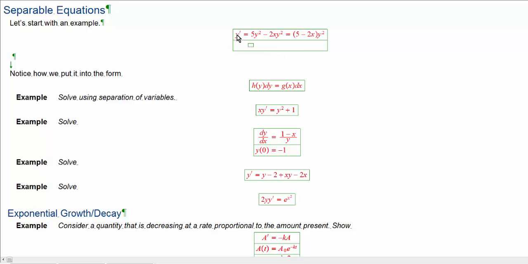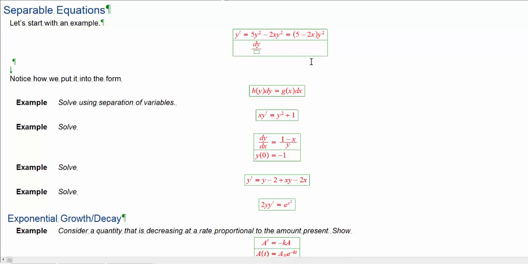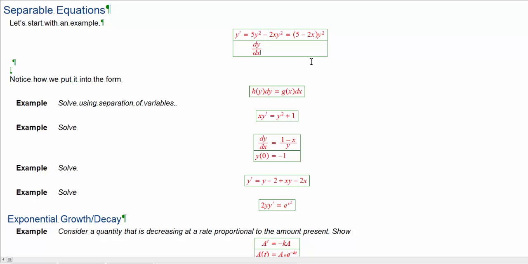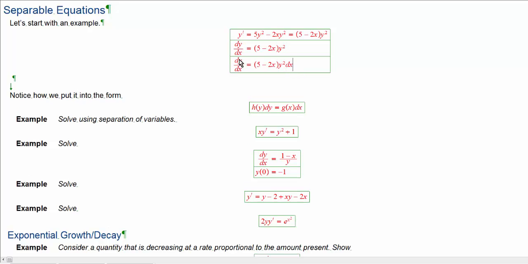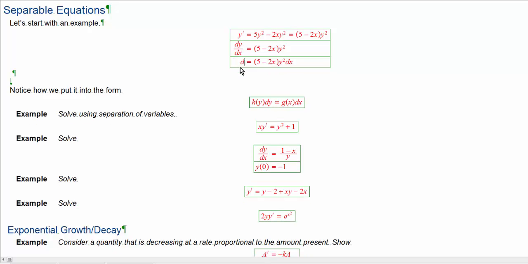Let's see what I mean by that. The first thing is, let's switch our notation. That y prime is very useful because it's concise, but it means dy dx. I'm going to replace the y prime with dy dx in this case because I want two pieces, the dy side and the dx side, so that I can multiply up, almost like cross multiplying. I can multiply up that dx to the other side.